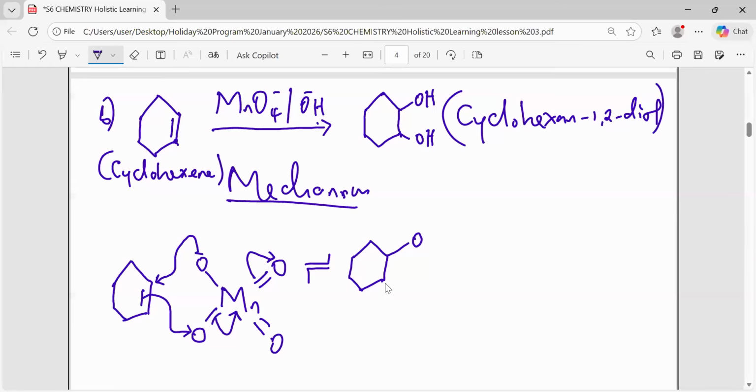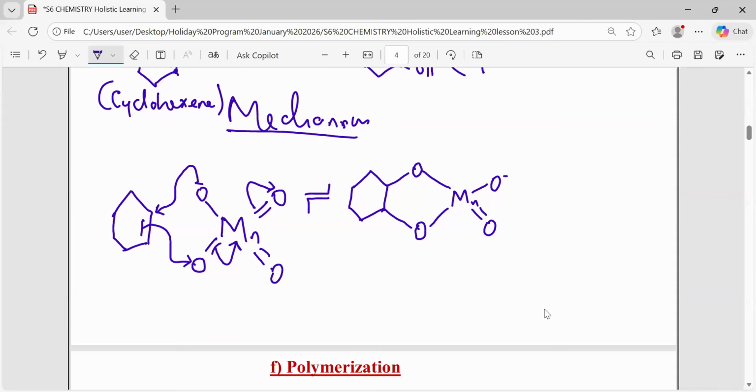Then there's a bond formed between carbon 2 and this second oxygen. Then we have the manganese. It is attached to this single, and it's also attached to this single. Here we still have a double. Here we have a single with a negative charge.